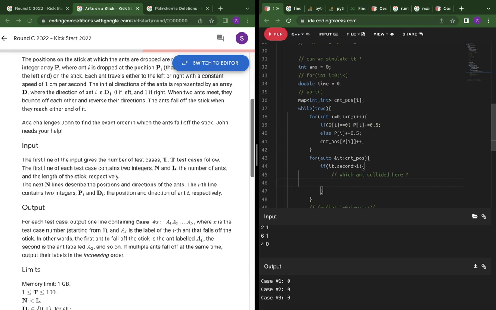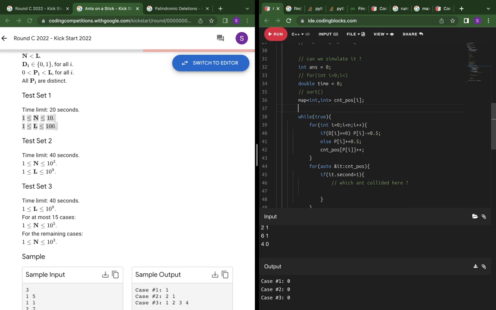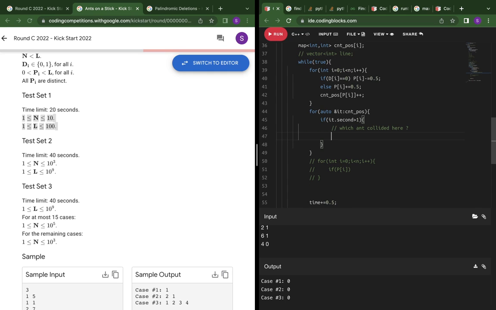So I think I can create a canvas. Although since I'm just solving for the test case 1, I can just do a linear search for that position. But I can also create something like int line or a vector. Let's just do a linear search, because we are just solving for the first exercise.